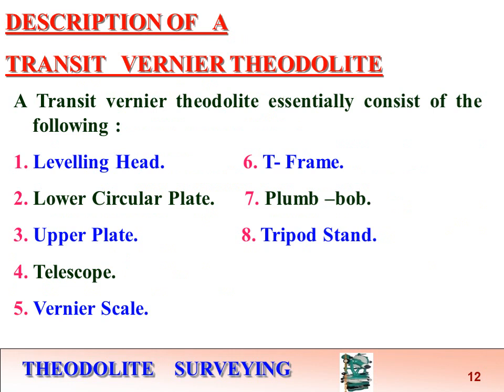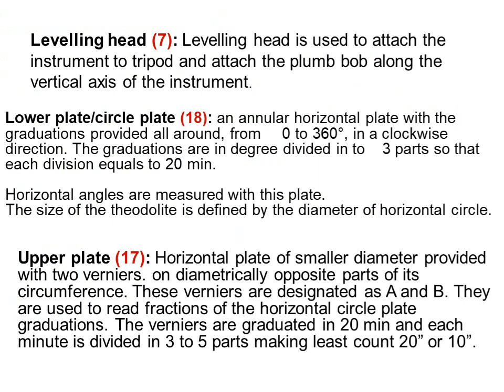So this slide refers to the description of the transit theodolite and the essential parts of the transit theodolite. They are leveling head, lower circular plate, upper plate, telescope, vernier scale, A-frame, plumb bob, and tripod stand. In this slide we are going to see the parts of theodolite. First is the leveling head. The leveling head is used to attach the instrument to the tripod and to attach the plumb bob along the vertical axis of the instrument.